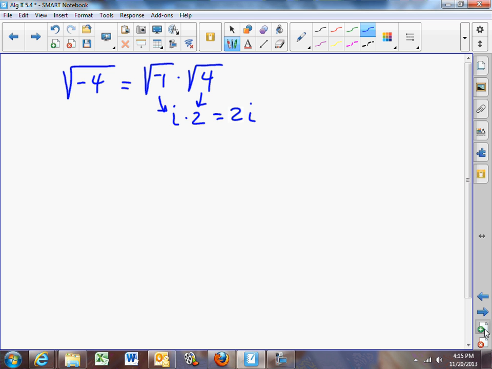Now, what I tell students to do is that whenever you get to a radical that has a negative underneath it, you need to deal with that negative sign first. And if it's a square root, this negative sign comes out as an i. So an easy way to remember this is to always pluck your i's out first.